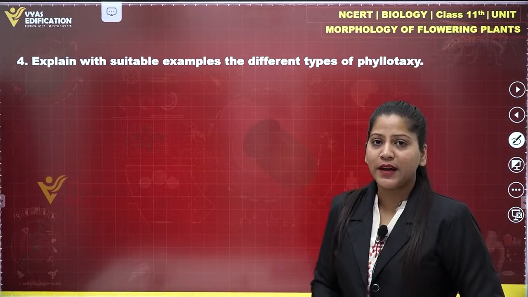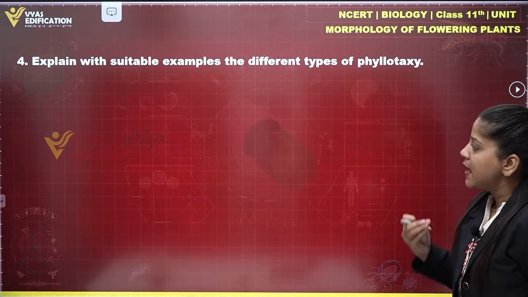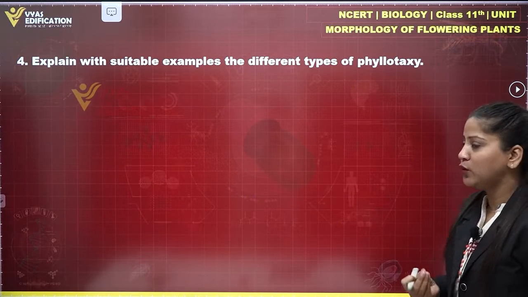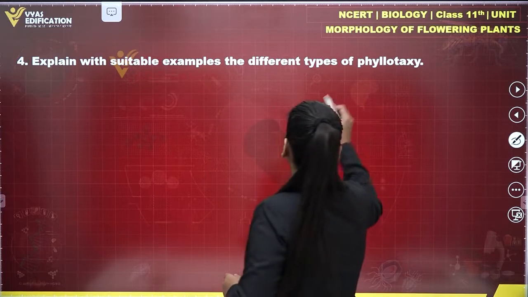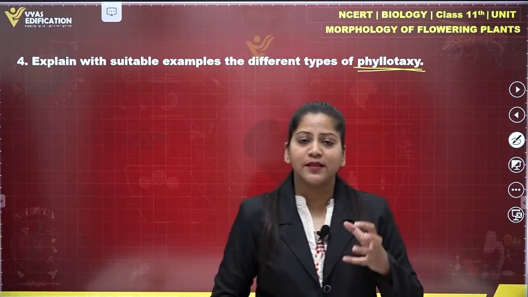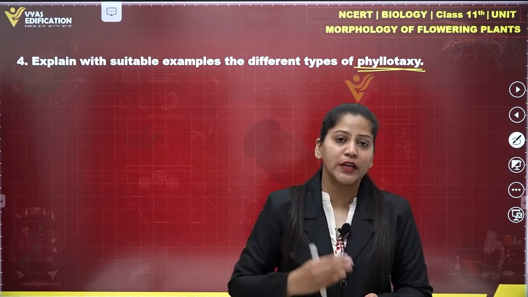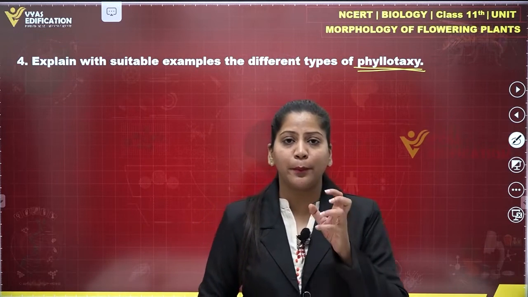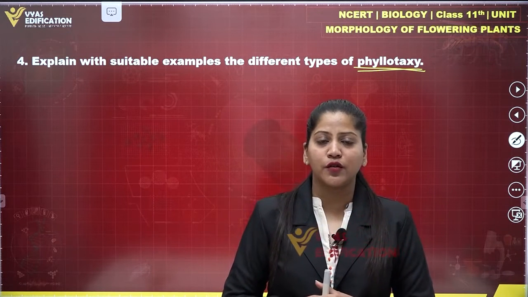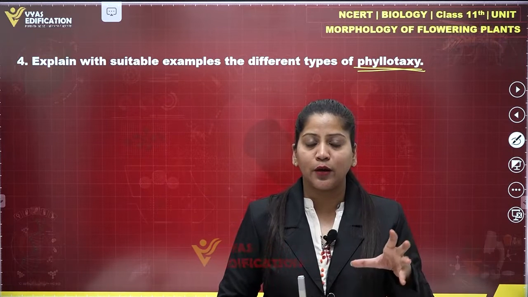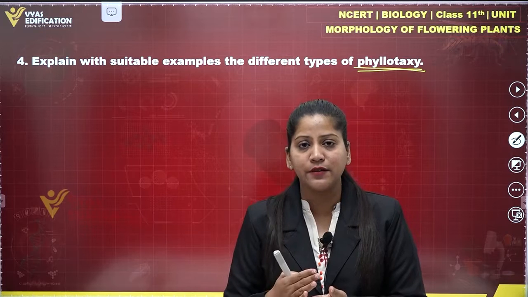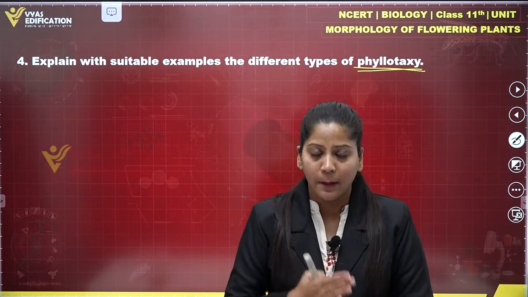Now let's talk about the next question, question number 4. Explain with suitable examples the different types of phyllotaxy. First of all, we have to know what phyllotaxy is. Phyllotaxy is the pattern of arrangement of leaves on a stem or branches of a plant.